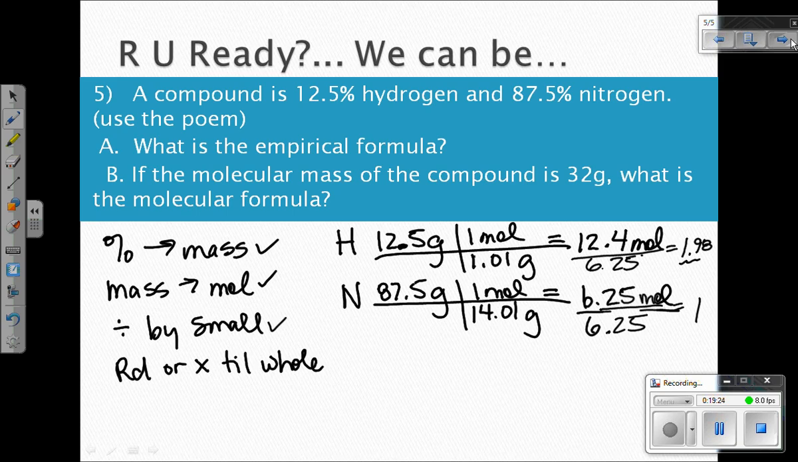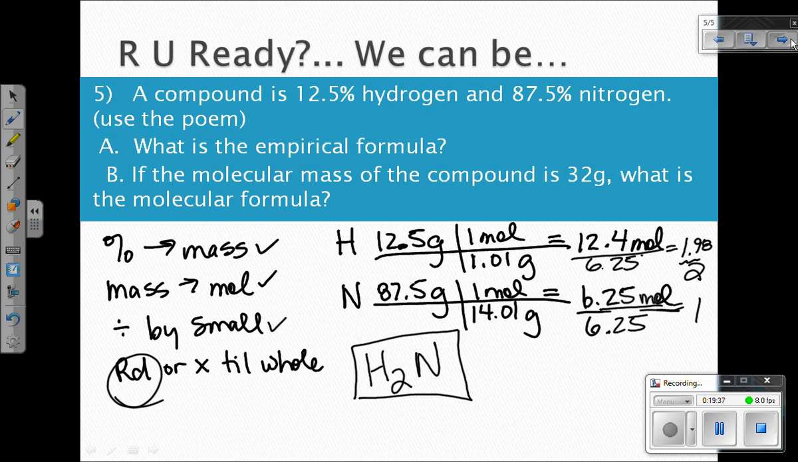So we've divided by the small, and then it says round till whole. So this one right here gets rounded to 2. So we have H2 and N. That's my empirical formula. So that's my answer to the A part of the question: H2N.